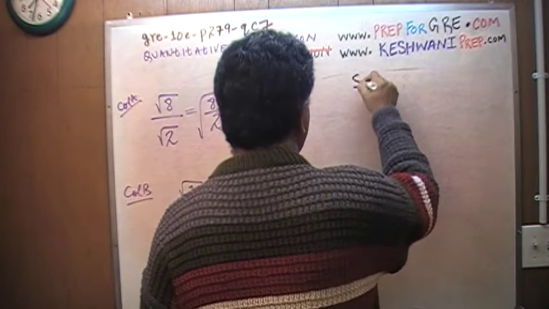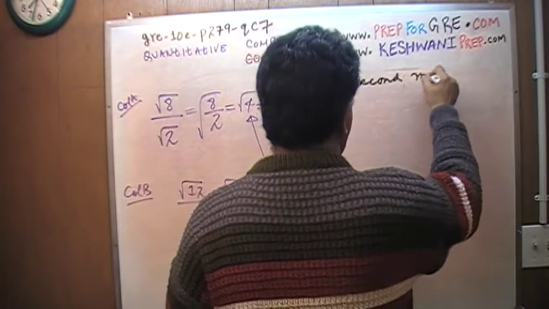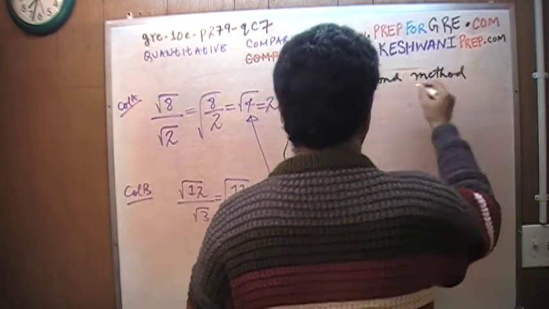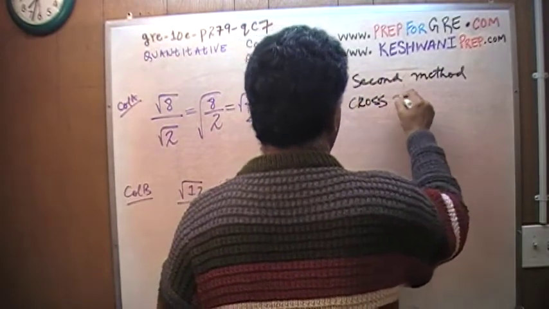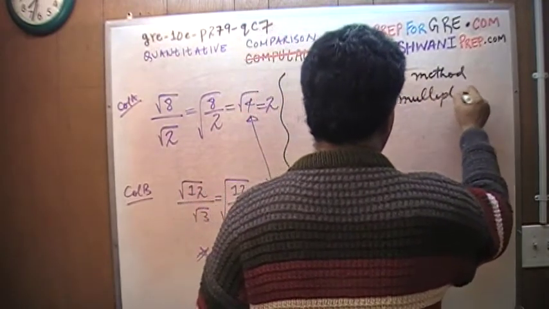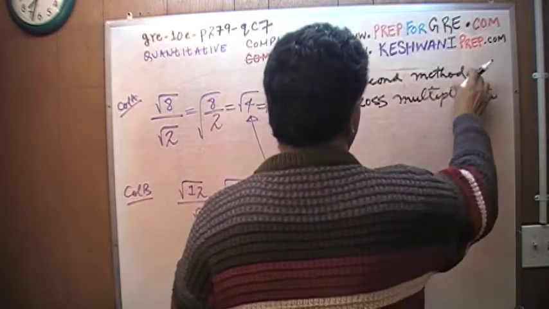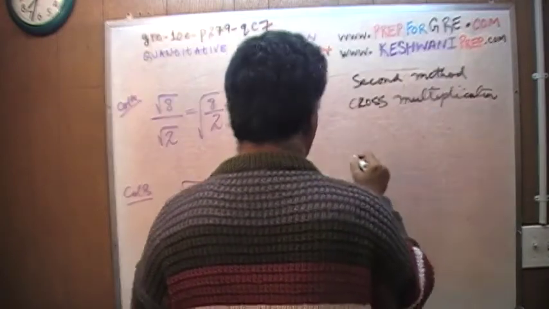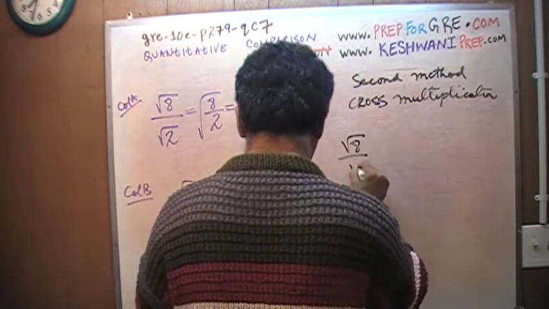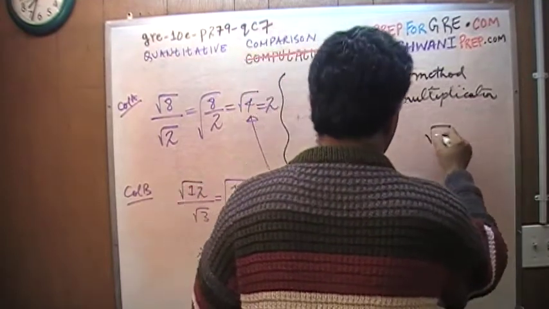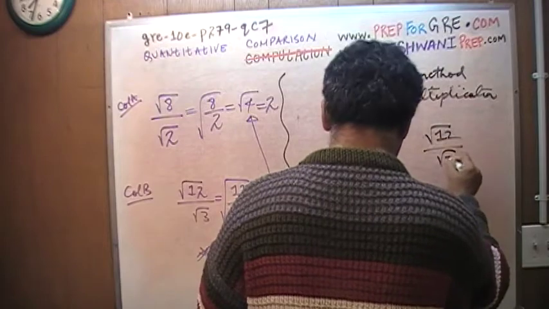Here's what it is. This is the second method, with cross multiplication. This is an L. Square root of 8 over square root of 2 and square root of 12 over square root of 3.